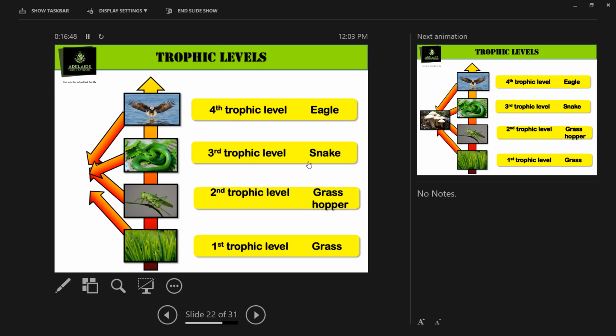If you have noted the color I've chosen from red to yellow, red means full of energy, and of course, yellow means you're decreasing in terms of energy. That's the reason why color is just beautiful in biology.